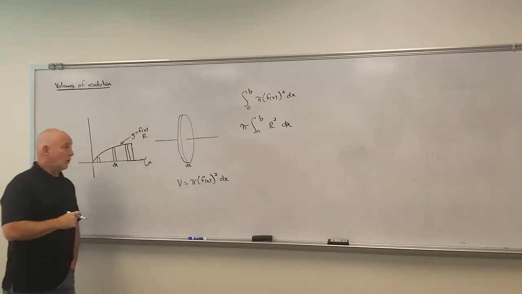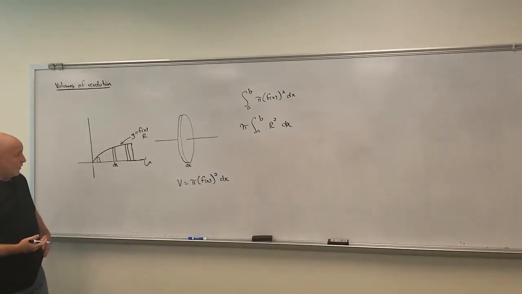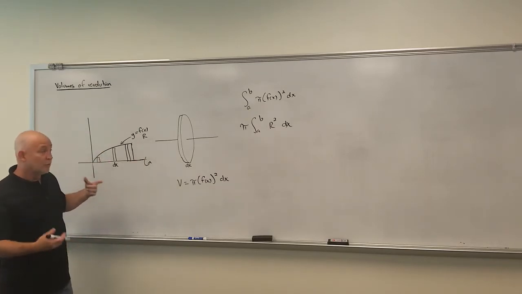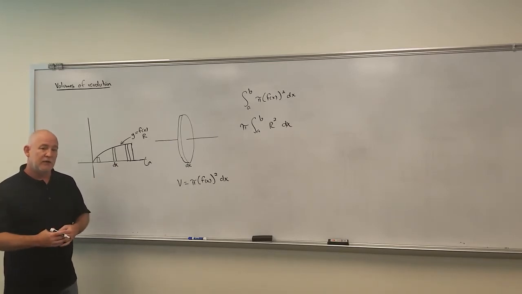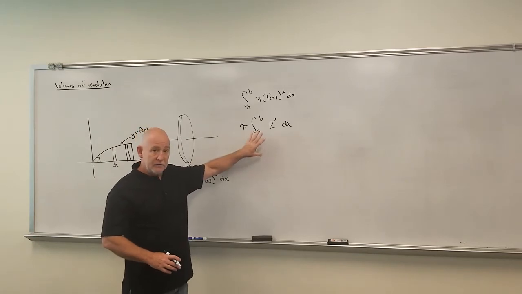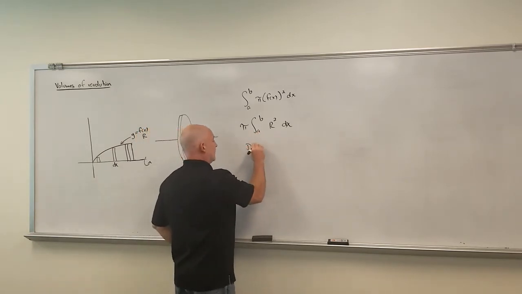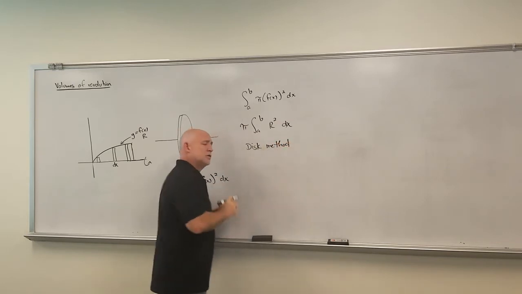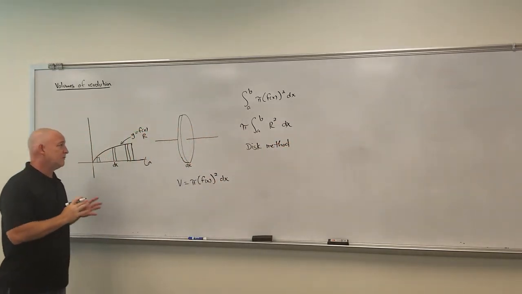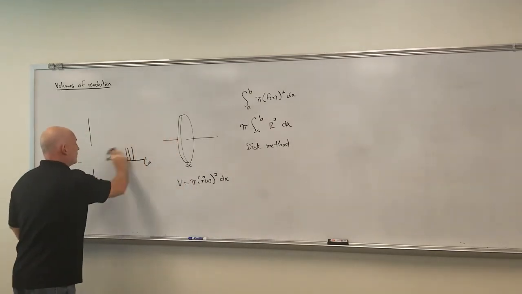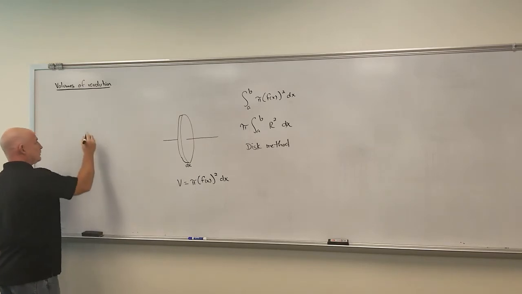This is generally called the disk method for finding a volume because once we rotate one of those representative rectangles, we get a disk. This is actually a special case of another shape. That's why I generally don't want you to think about this. It's called the disk method. I don't want you to memorize this one because, like I said, it is a very special case of another method.